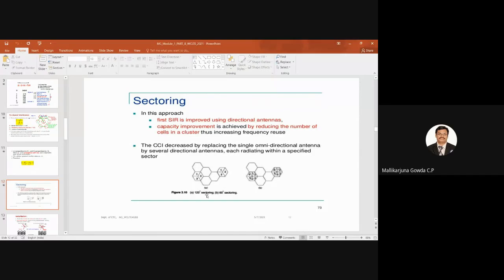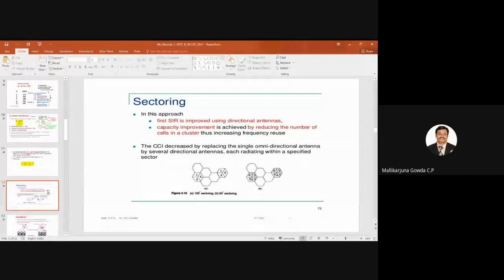With 120-degree sectoring, I can do the sectoring of the hexagon with 3 sectors, each of 120 degrees, right? By installing directional antennas at this cell site, which will cover the direction of each sector. With that, as I said, I will be able to improve the system capacity. Hope this point is clear.